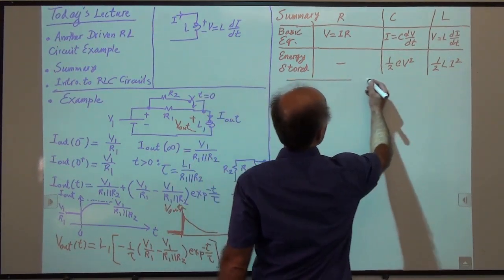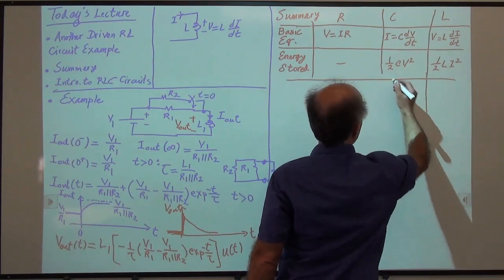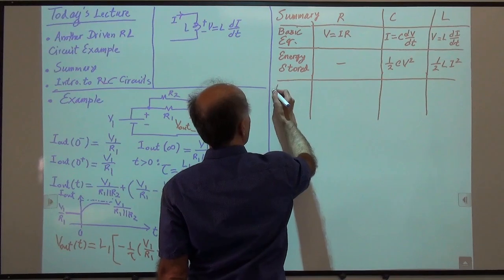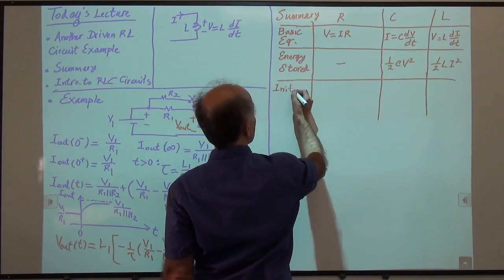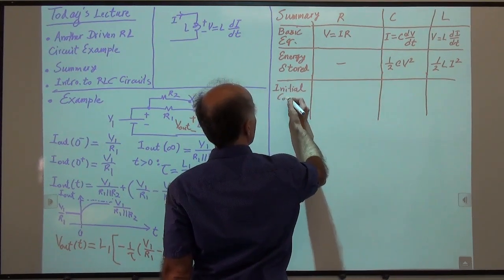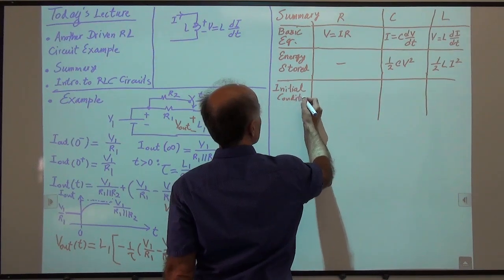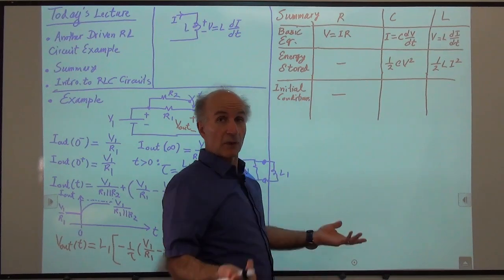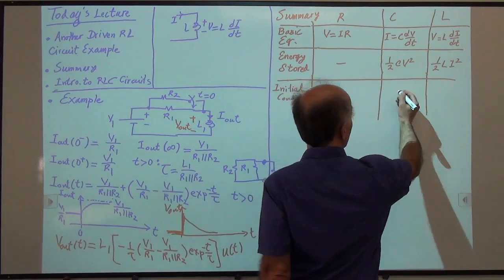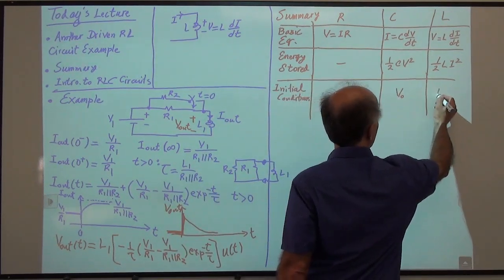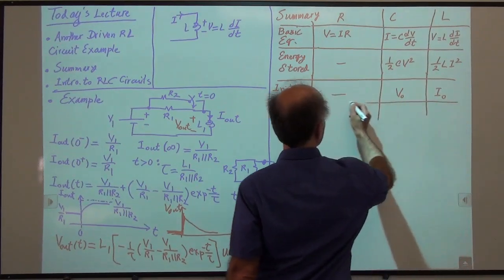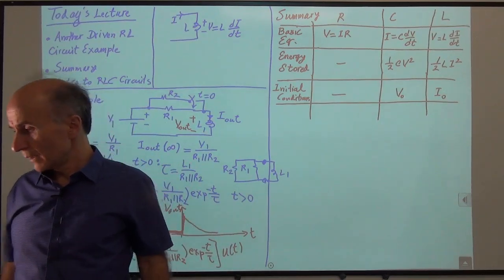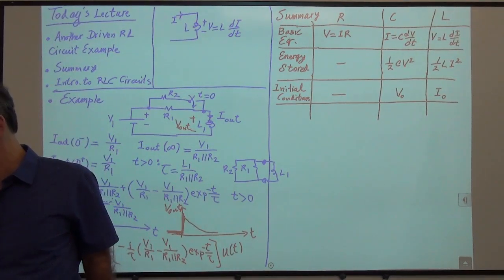Okay, all right, so continuing our comparisons. So we say initial conditions. We don't have initial conditions for resistors because they don't have any storage ability. And then here is V0, here is I0. So that's all simple and nice. Let's see what else we want to say here.